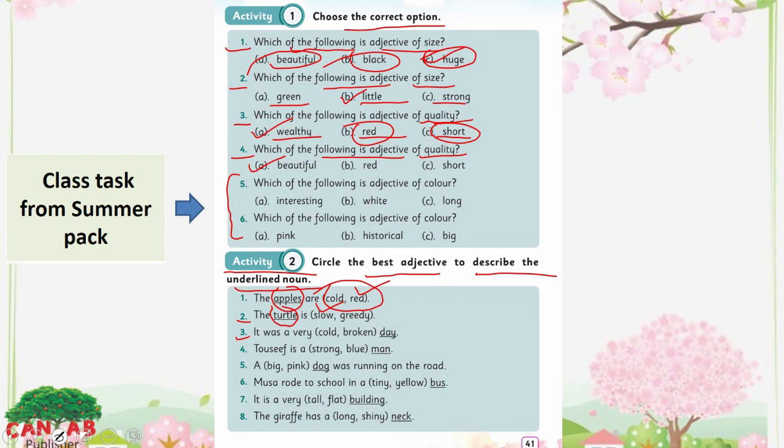Third one, it was a very day. Cold or broken? Yes, the day can't be broken. The cold is the right option here. The fourth one, Tosif is a strong blue man. Which one is correct here? Strong or blue? A person can't be blue. So, the strong is the right option here. I want you to do these remaining sentences by yourself. Choose the correct option from the bracket.